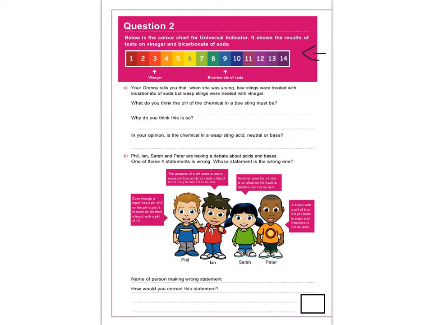Your granny tells you that when she was young, bee stings were treated with bicarbonate of soda, but wasp stings were treated with vinegar. What do you think the pH of the chemical in the bee sting must be? So the bee sting was treated with bicarbonate of soda. Now, bicarbonate of soda, if we look up here, is a base. So if it's been treated with it, it must treat the opposite.